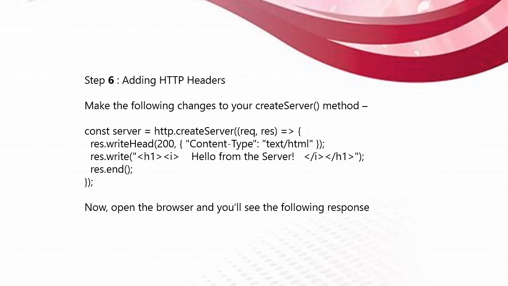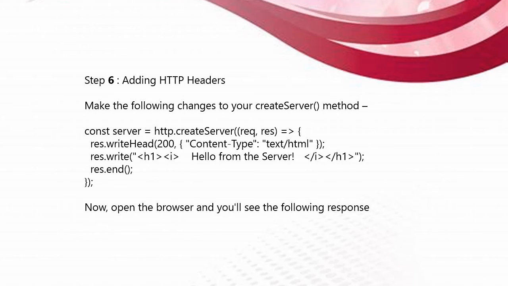This time instead of sending a text response, let's send HTML as the response. Make the following changes to your createServer method. Now over here the first argument of the response.writeHead method is the status code. The code 200 means that all is okay. And the second argument is an object containing response headers, which is content type in our case.